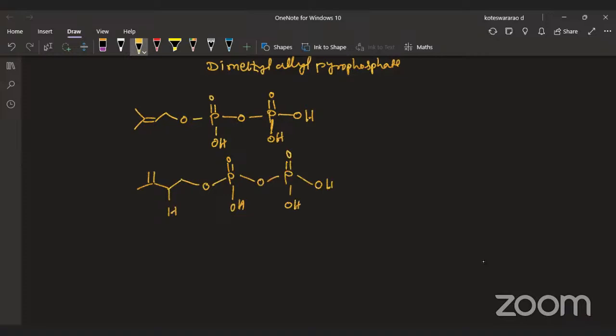Now, during the isomerization of the second product, these pi electrons are donated to this position. At the same time, this carbon-oxygen bond pair of electrons moves to this oxygen. Now it leads to the formation of the extended structure.